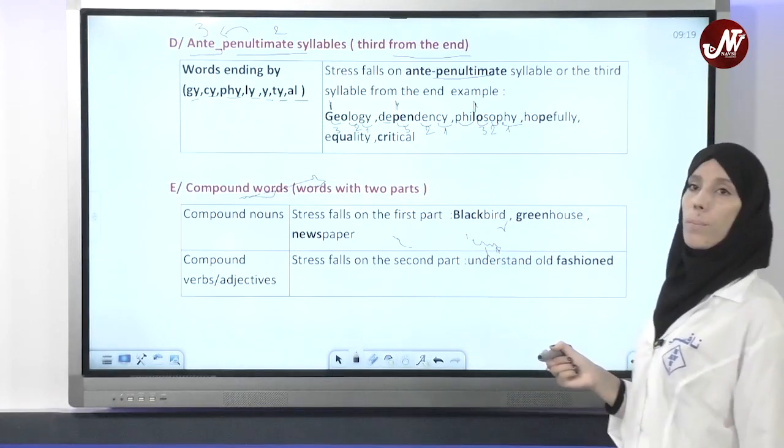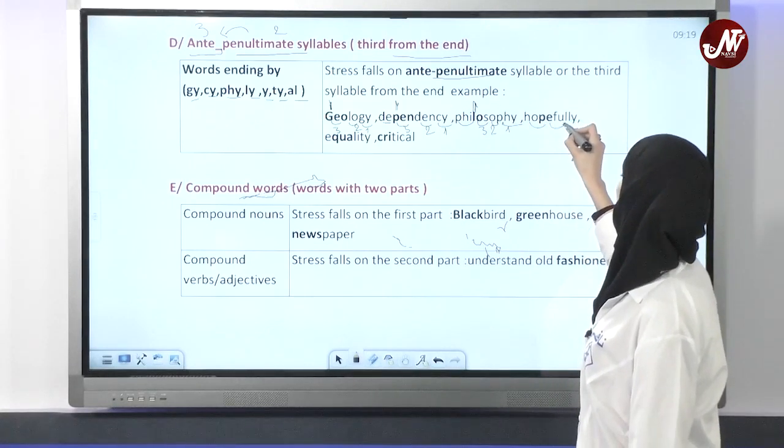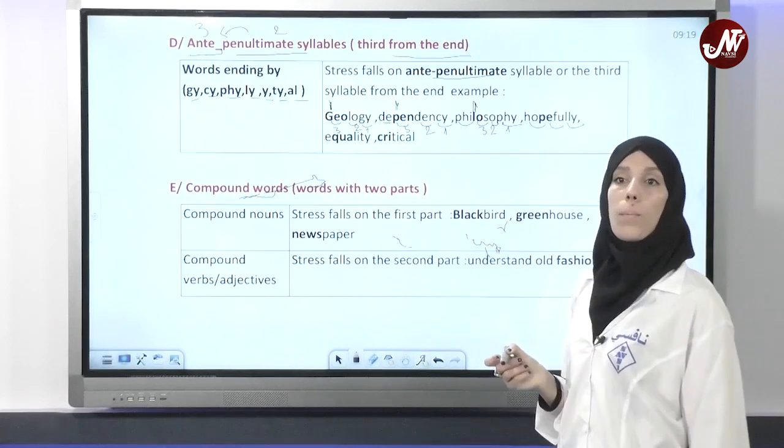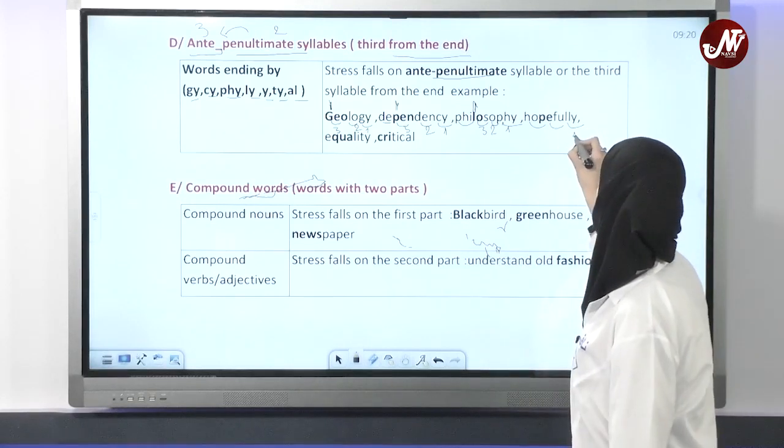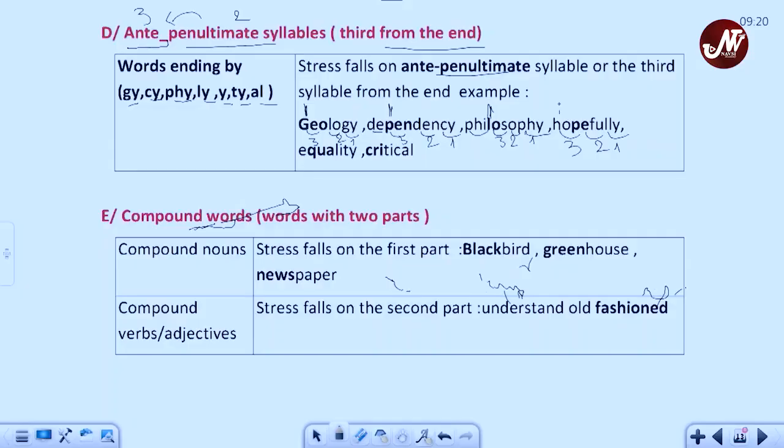Then hopefully, hopefully, 1, 2, 3, and we stress on the first syllable. Here it's not clear, but we stress on the H. We do not stress on the P only, we stress on this. Hopefully, because we have just 3 syllables here.